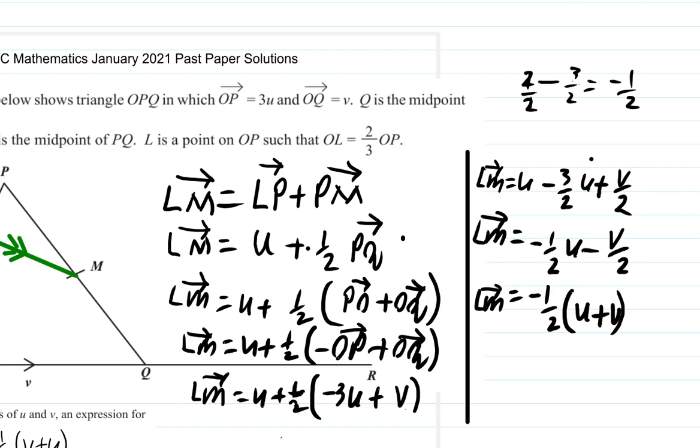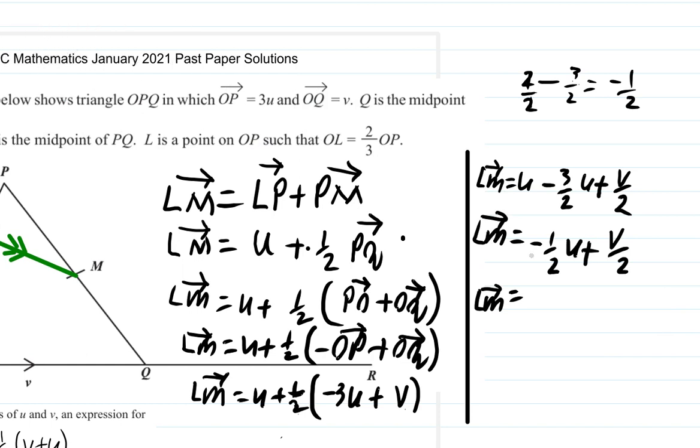So it's going to be U minus 3 over 2 U, which is 1U minus 1.5U, because 3 over 2 is the same as 1.5. That is negative half U, plus V over 2.